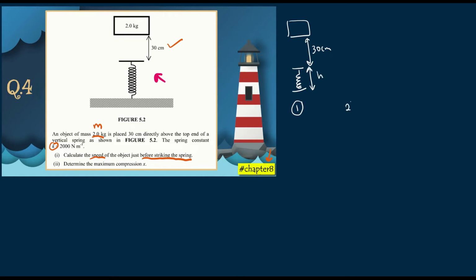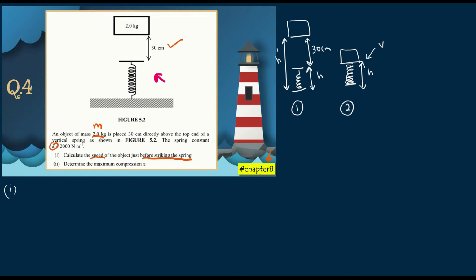The second condition is when this box is hitting the spring. So now this box is at this level, so the height of this box now is only h. Let's say the height for the first condition is h prime. We just put it as a symbol, h prime. So answering the first question, we want to calculate the velocity here, when the object is at height h just before it strikes the spring.